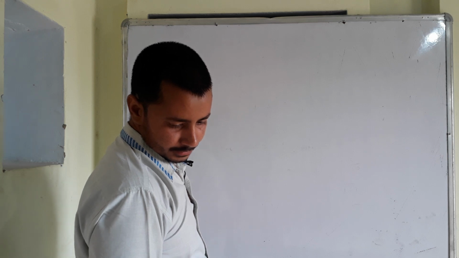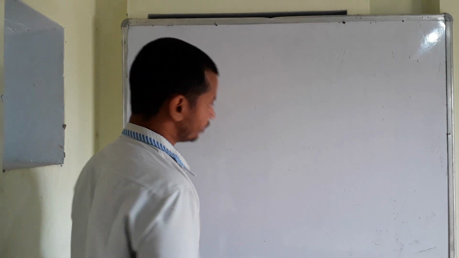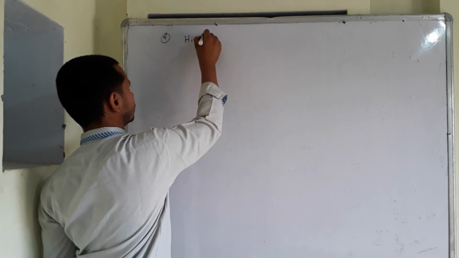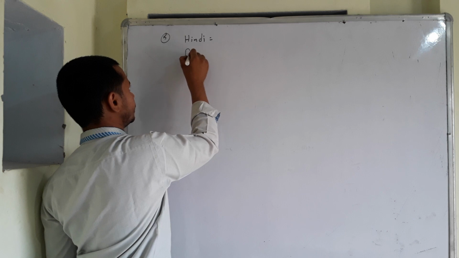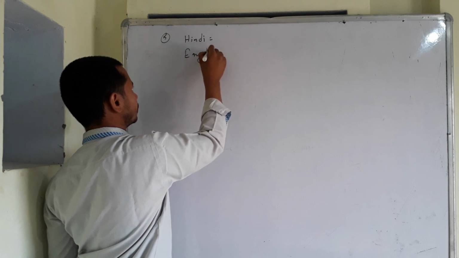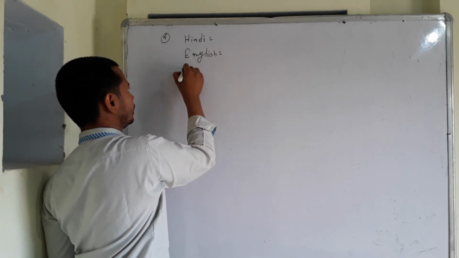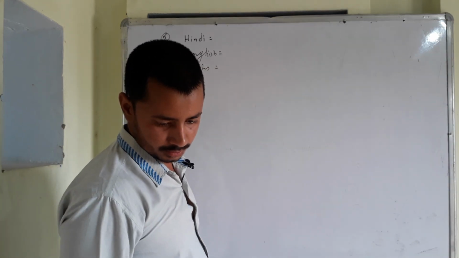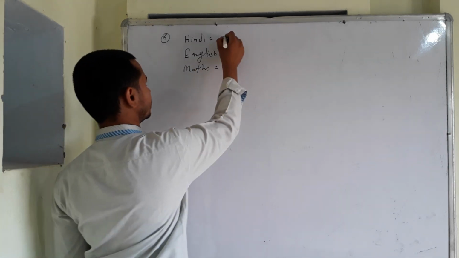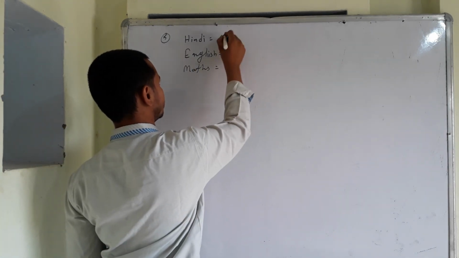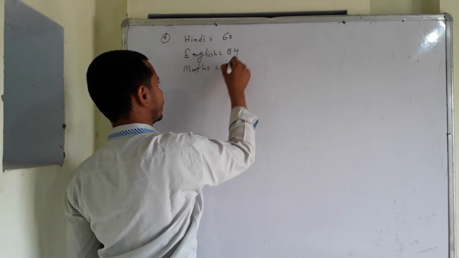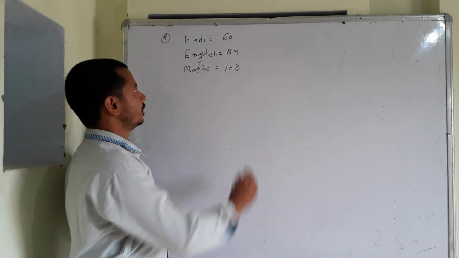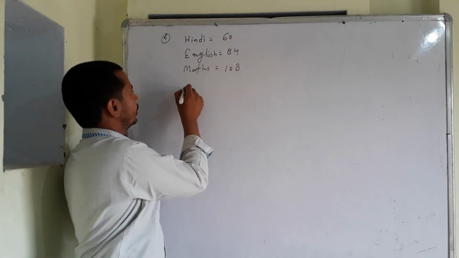Number of participants according to subject. First is Hindi, second is English, and third is maths. Okay, 60, 84 and 108. Okay, first factorize the numbers.